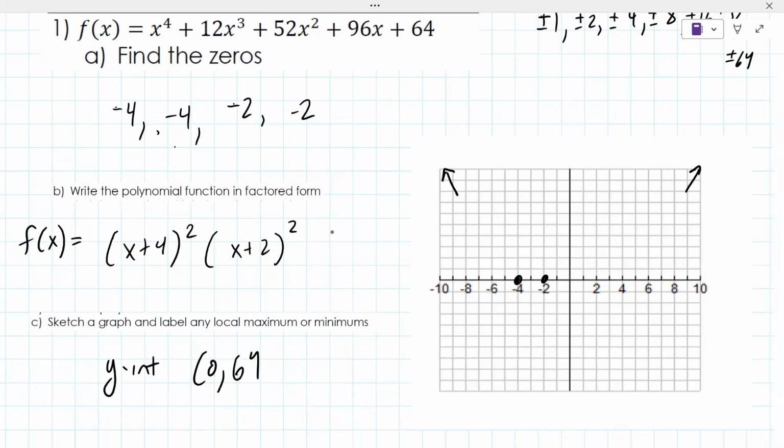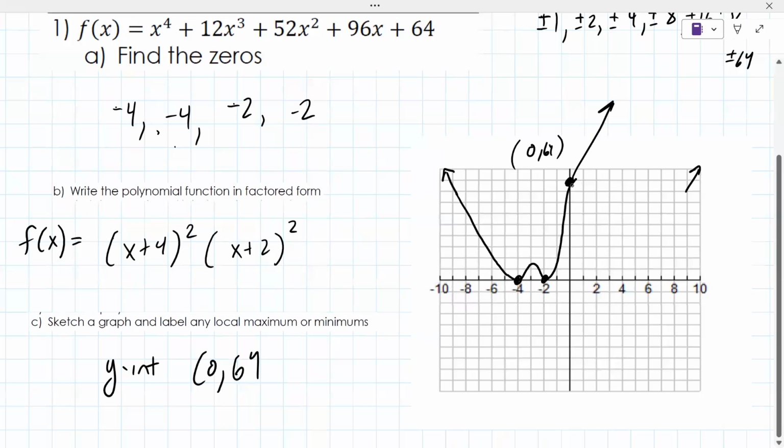Yes. Okay. And I don't know how we're going to show that on here, but I guess you can just say, there it is, 0, 64. So it comes down, hits, comes back up, hits, and then because it's not to scale, it doesn't look right. But it basically goes up forever.